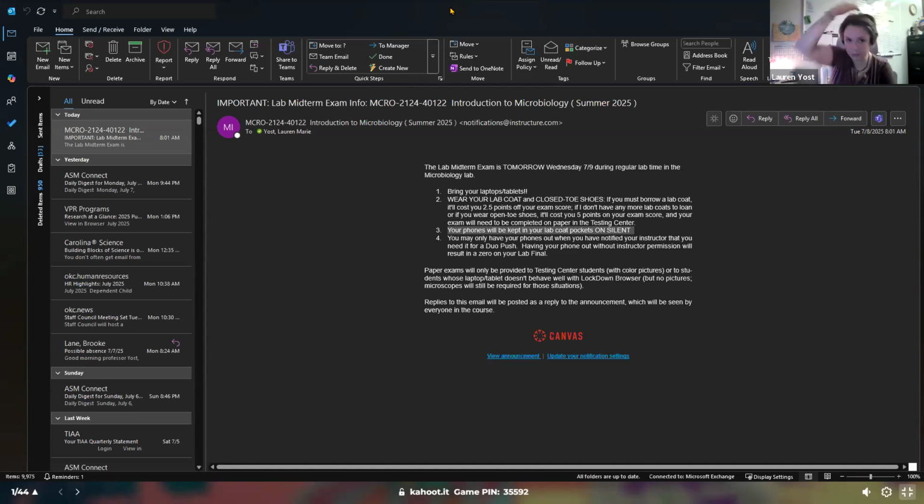Be respectful of the other people there. It's not that much of an inconvenience for you to make a note to yourself to turn your alarm back on later. So please keep your phones on silent and in your pocket in case you need it for a duo push. I'm not going to allow you to go back into your bag to go find your phone to do a duo push. If you don't have your phone on you and you need a duo push, I'm going to give you a paper exam and you're going to have to start over again.